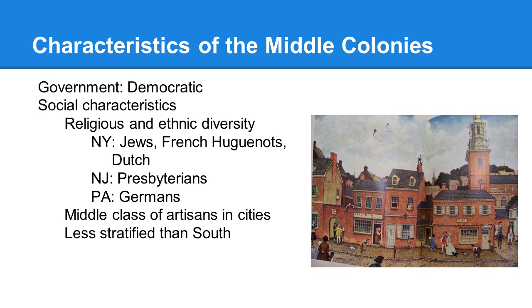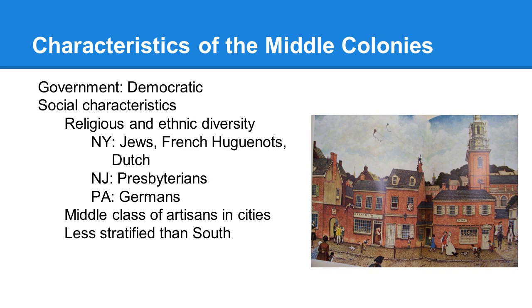So we looked at the government and society in the North and the South. It's different in the middle colonies. They were a very democratic government, not just in Pennsylvania, but the whole thing. They did have more diversity than New England or the South did. You do need to know the major ethnic groups in the different colonies. So, New York, you have Jews, a lot of French Huguenots. Don't forget, a French Huguenot is a Calvinist, and then you had a lot of Dutch people there. New Jersey is Presbyterians, and Pennsylvania is Germans. Make sure you know those.